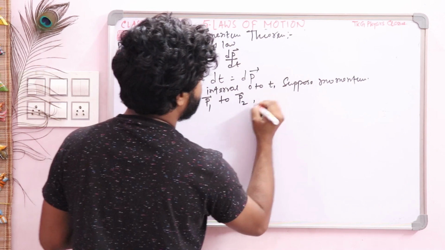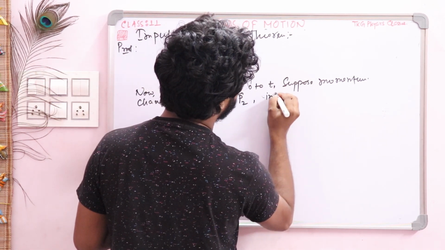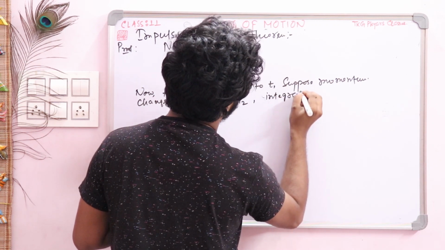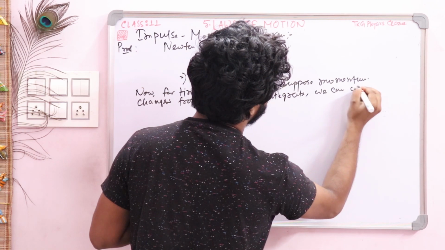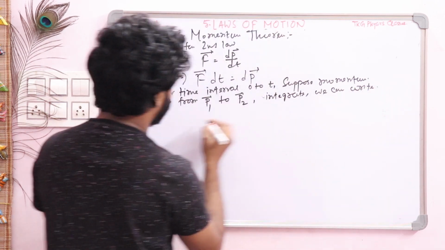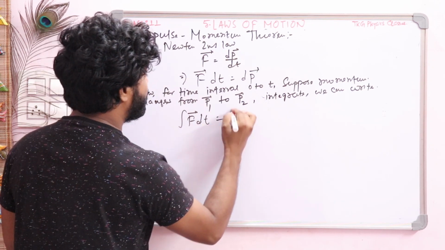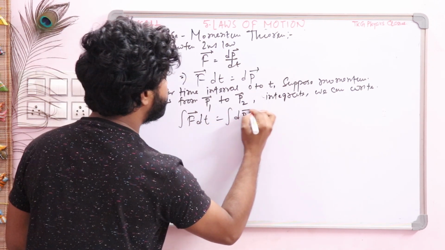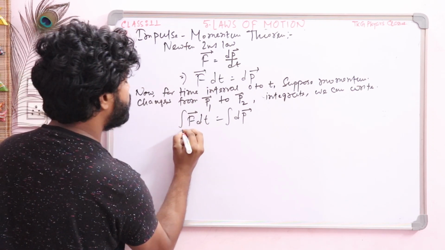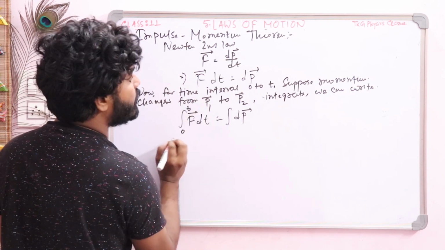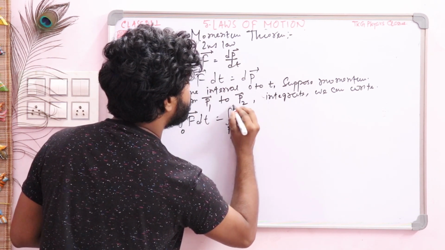Okay, then integrate the above equation. We can write it: integration of F dt is equal to integration of dp. Now you see here, integration with respect to dt, so time, lower limit 0, upper limit t, and here the integration has lower limit p1 and upper limit p2.